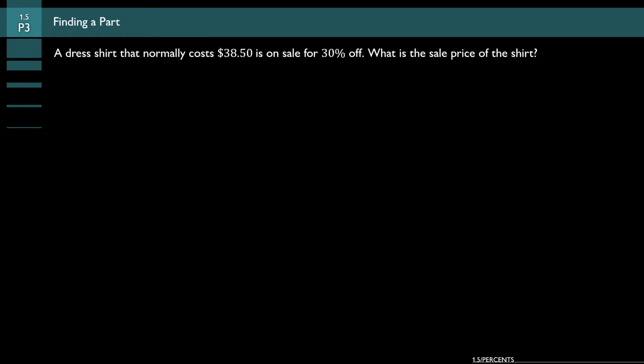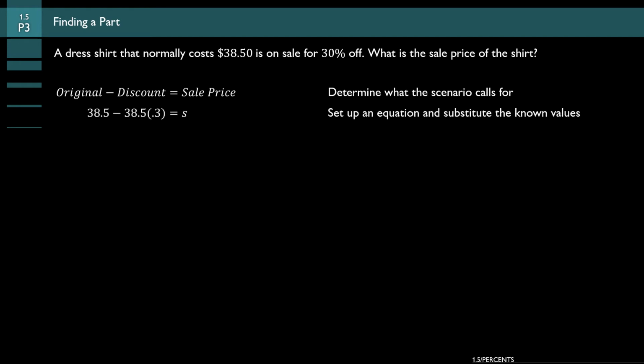So what we want to do is go ahead and describe the situation. It's the original minus the discount equals the sale price. So we can set up an equation and substitute the known values. That's going to give us 38.5 minus 38.5 times 0.3 equals S. 38.5 times 0.3, and again, this 0.3 is just representative of the 30%, is going to be 11.55. 38.5 minus 11.55 is going to be 26.95. So the shirt is going to cost $26.95 at 30% off.